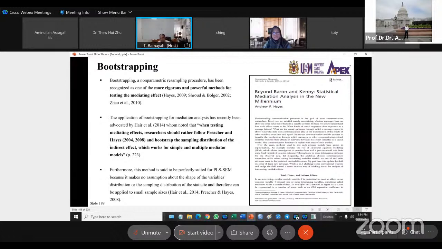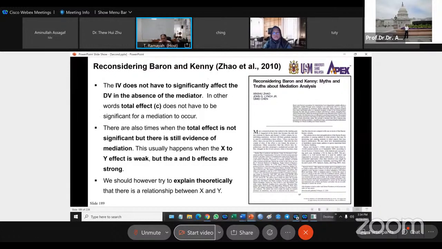In 2010, Zhao et al. wrote another paper criticizing the method by Baron and Kenny. The title was Reconsidering Baron and Kenny: Myths and Truths about Mediation Analysis. In this paper, they argued you don't have to have a significant relationship between your independent and dependent variable before you test for mediation. So step 1 is no longer important, it is already out. This is a paper from 2010.